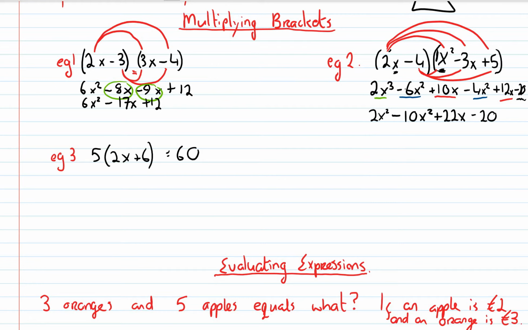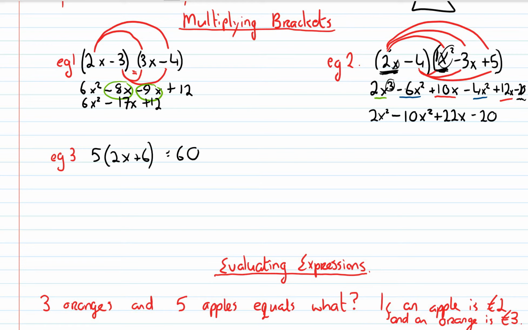Okay? Remember, we can only add numbers or variables that have the same indices. So we can't add 2x cubed and 6x squared. Also, when I'm adding 10x and 12x, it's 22x. The indices don't change, so it's not 22x squared. The indices will only change when we're multiplying. For example, up here, 2x and 1x squared. I'm multiplying x squared by x, so there's 3 x's being multiplied together. So that would be x cubed.